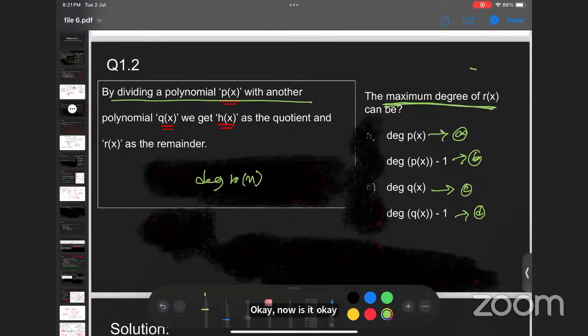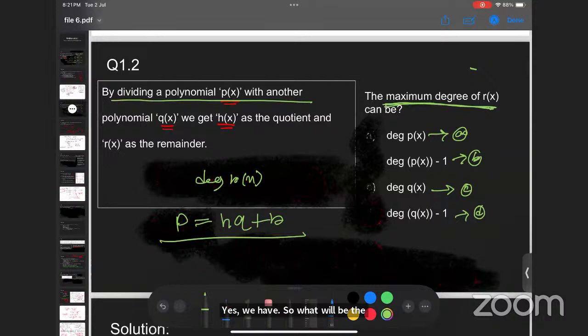Yeah. So same thing we have: P equals HQ plus R. So what will be the maximum degree of R? What do we know about the degree of some polynomial? Which kind of number is it? The leading term. Yeah, the leading term is right, but what is the exponent of a 2x polynomial? Minus 1, it should be. Exponent. Yeah.